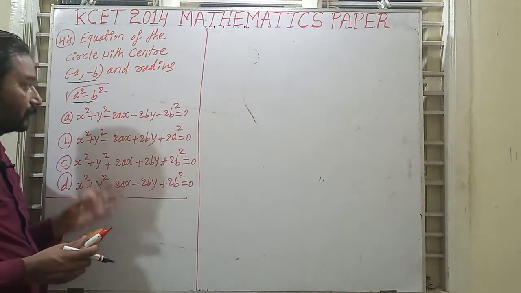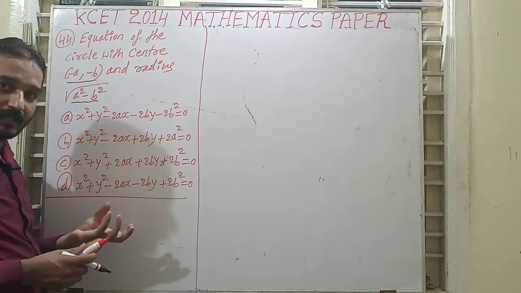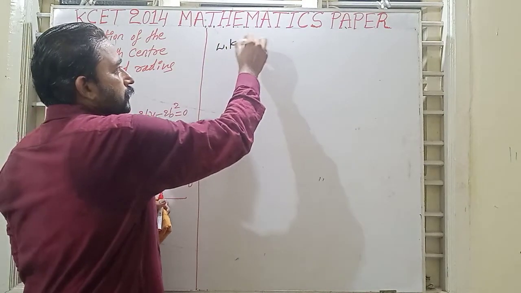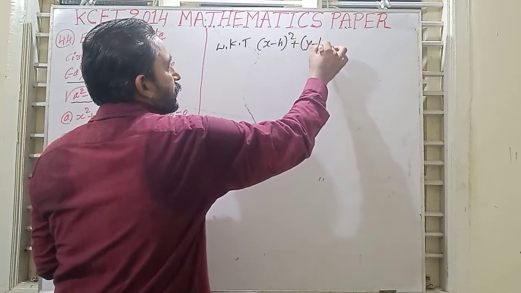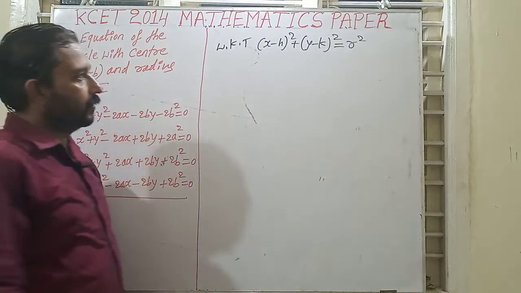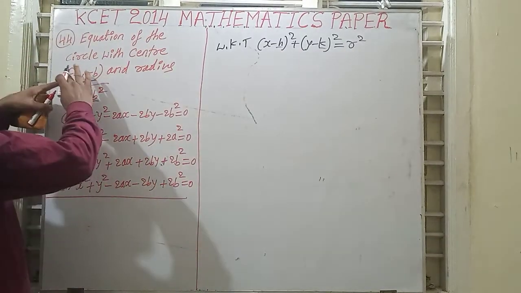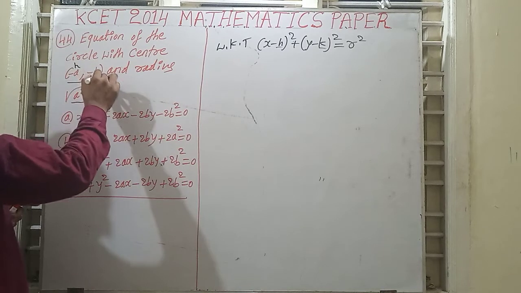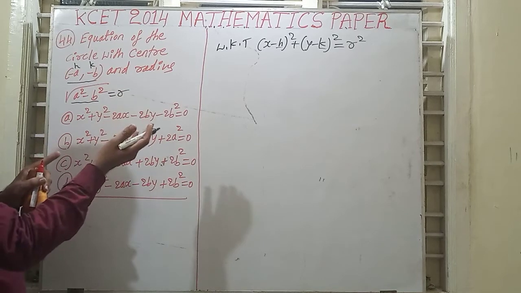So using the circle formula, we know the equation of the circle with center h comma k and radius r. What is the formula? x minus h whole square plus y minus k whole square is equal to r square. In this case h comma k is the center and r is the radius. Both are given in the question. So here h is minus a, k is minus b, and this is r. So substitute the values, we get the answer.